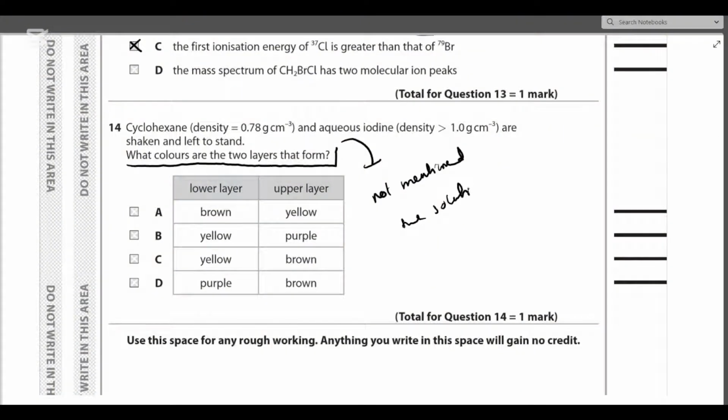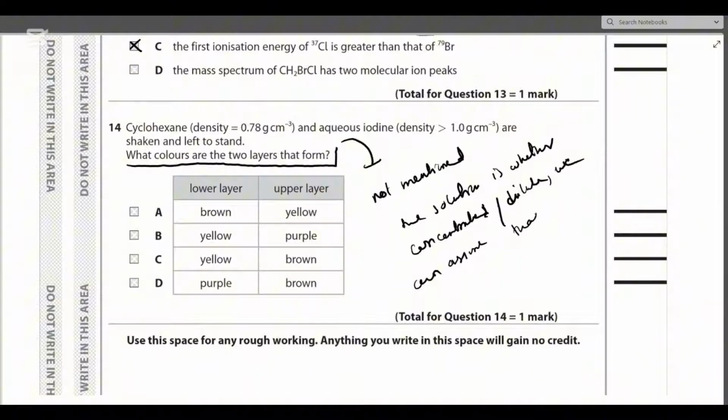whether the solution is concentrated or dilute, we can assume that it's dilute. So if it's dilute, and since iodine is a greater density, we can easily say that the iodine is going to be at the lower layer and cyclohexane is going to settle at the upper layer.